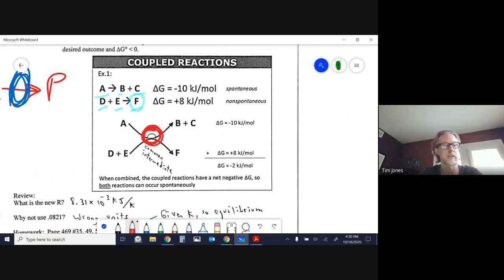They're going to happen at the same time. And it's not that we really care about making B and C. It's just a means to an end to help D and E become F. And of course, this example is way oversimplified, but since the overall delta G is -2, it is now possible. This is very important in biochemistry and different systems like that.